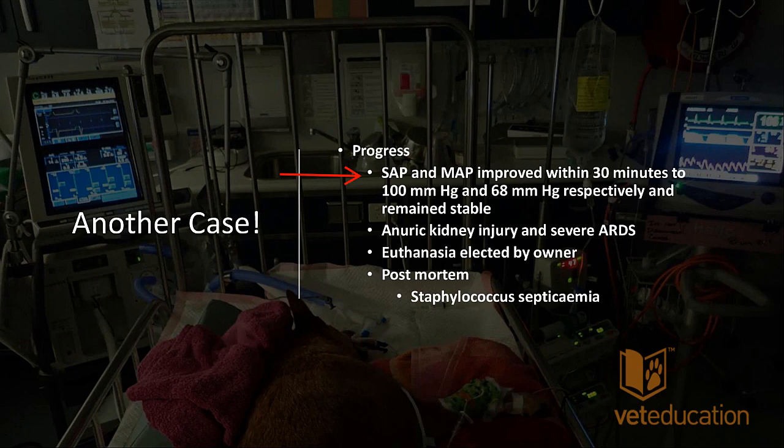However, the dog remained anuric and had severe respiratory distress syndrome, and the owners actually elected to euthanize this dog. At postmortem, it had severe Staphylococcus septicemia as a result of its chronic skin infection. So, a sad outcome for this patient, but an illustration of the sort of response that you are going to see. Most of it appears to be modulated by the decrease in nitric oxide production at that endothelial cell membrane due to that direct non-genomic effect of corticosteroids.